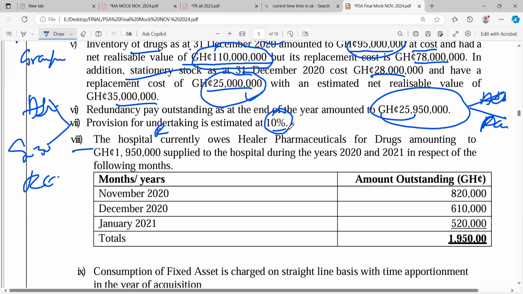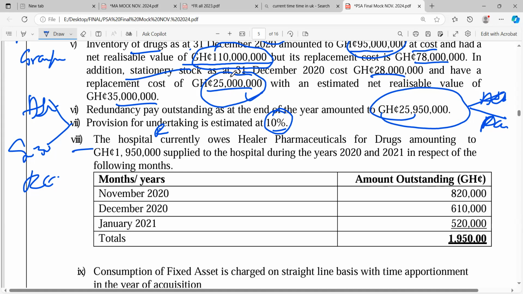Hospital currently owes Hila Pharmaceuticals for drugs amounting to 1950 supplied to the hospital during 2020 and 2021, respectively. But this one too, I think they will still use that 17. Yes, you still have to go by the 7 expenses, compensation, use of goods and services. Once it's a public sector, even GBE, government business enterprise, if you go and meet GBE, don't say that this is a GBE so I'm going to use a different format. No, the same format. We don't change it.